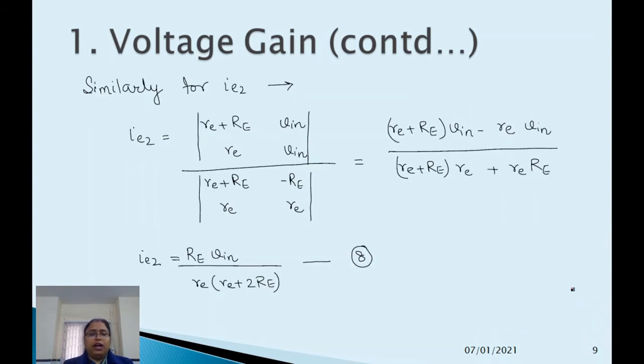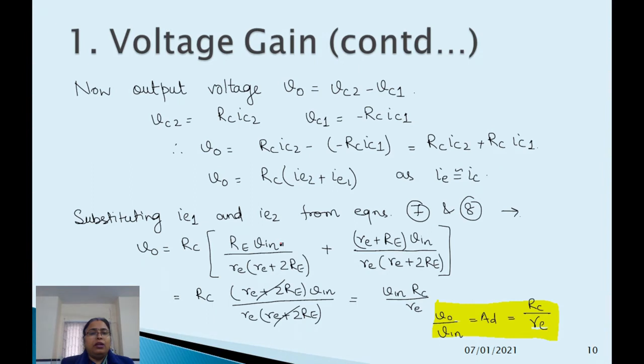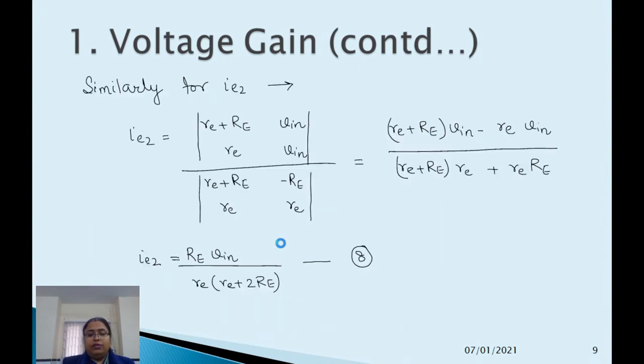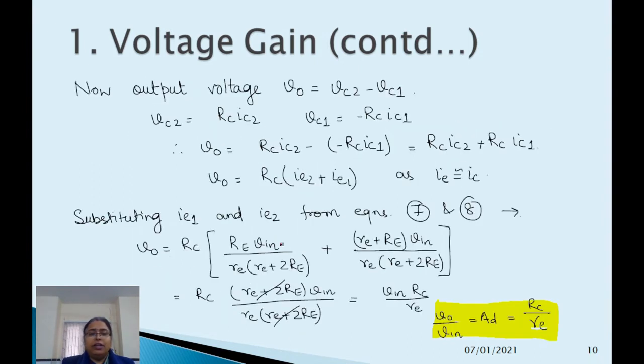Clear? Similarly, for solving IE2, what we get is RE into Vin upon RE into RE plus 2re. So by solving I1 and I2 using Cramer's rule and then solving the determinant, I am supposing that you know how to solve the determinant. So now we get two equations, 7 and 8.